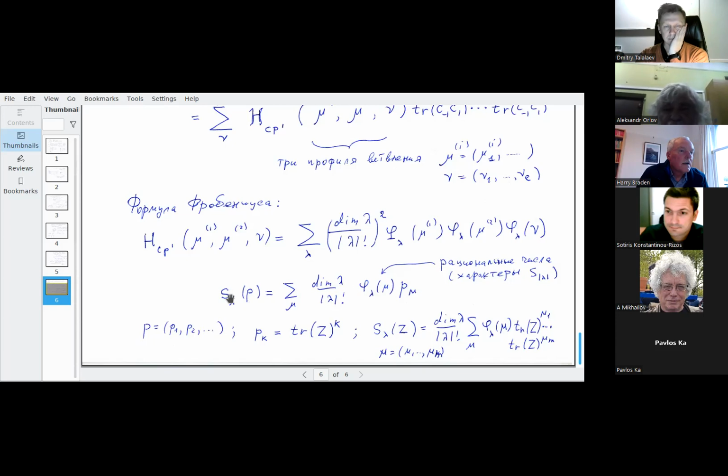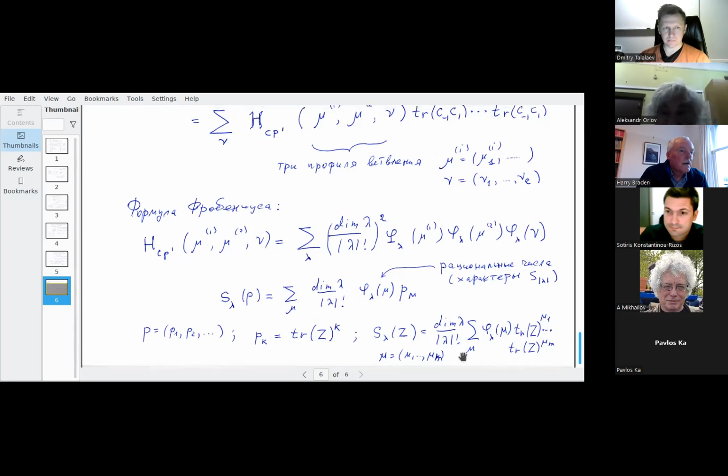So these variables, Schur functions, are related to these variables. So these variables are explicitly written, so one may consider it as definition of Schur function. Okay, Schur function is a character evaluated on some matrix, in the general linear group, and there is this relation. Here are traces of Z in certain powers, and these powers form partition. And we have summation over this partition mu. And this is characters in representation lambda evaluated on these cycles mu1, mu2 and so on.